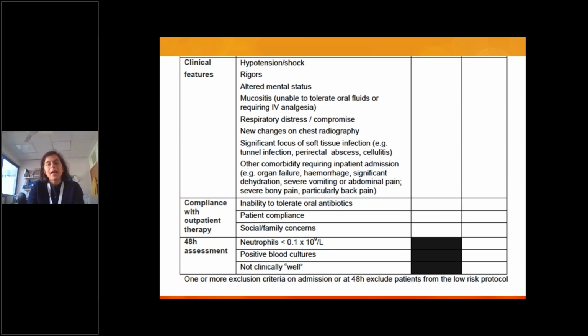And then there are social aspects: inability to tolerate oral antibiotics, social concerns. This is our pediatric area.